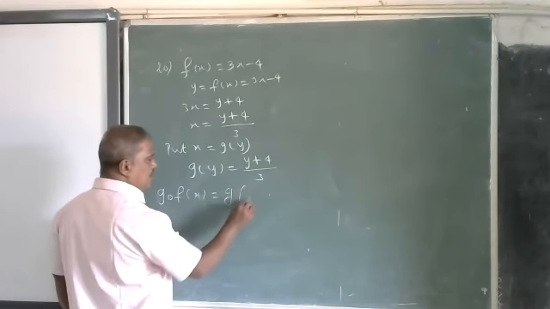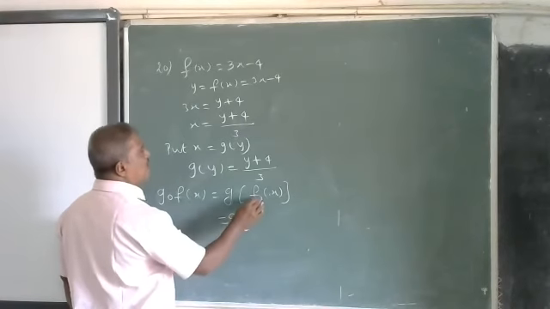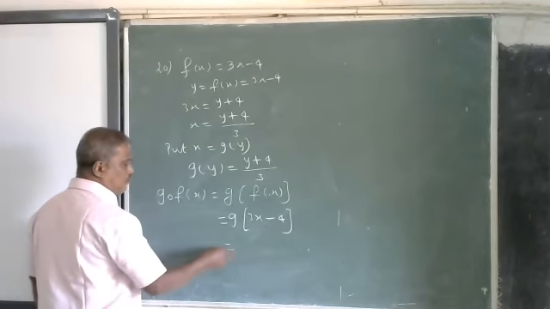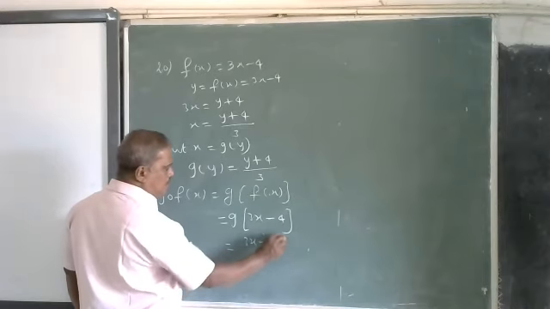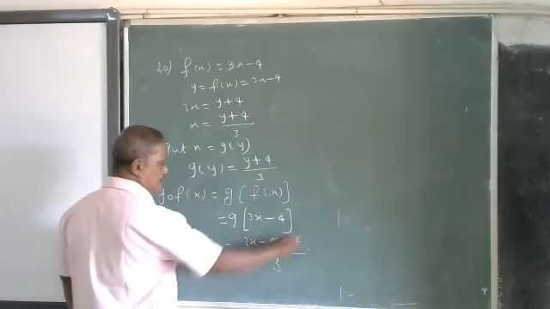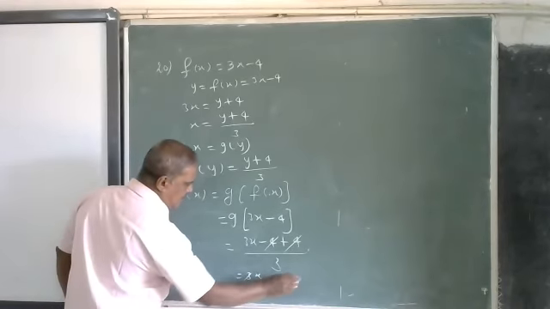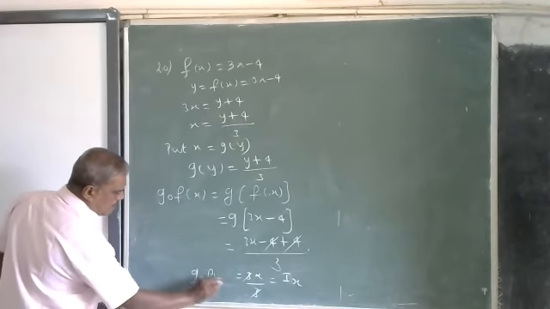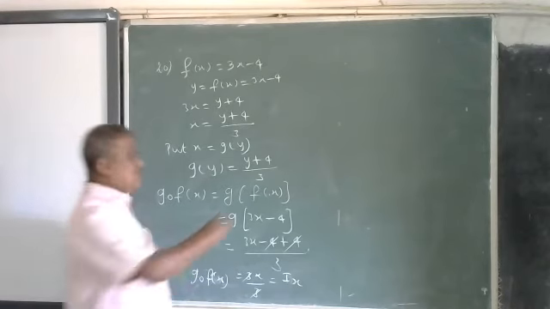So first, g dot f of x equals g into f of x. f of x equals 3x minus 4. Then g of y, for y we write 3x minus 4, plus 4 by 3, equal to 3x by 3, which is x. g dot f of x equals identity of x.